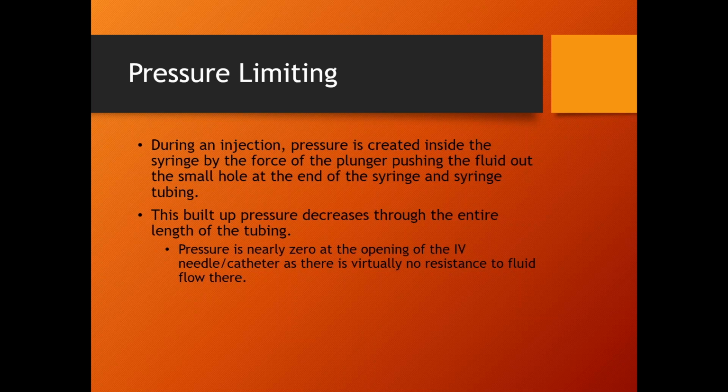Now, there's more things that we can select, but there's 3 things that have to be selected. Everything else can be left zeros, but these 3 things have to have something. One is flow rate, another is volume, and then the third is pressure limit, what we're talking about here. Now, flow rate, that's the speed of the injection.